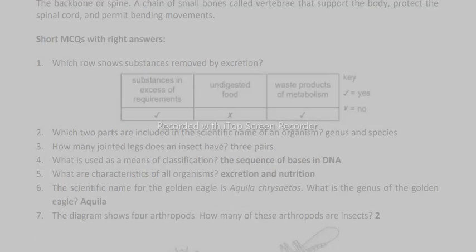Vertebral column: the backbone or spine. A chain of small bones called vertebrae that support the body, protect the spinal cord, and permit bending movements.